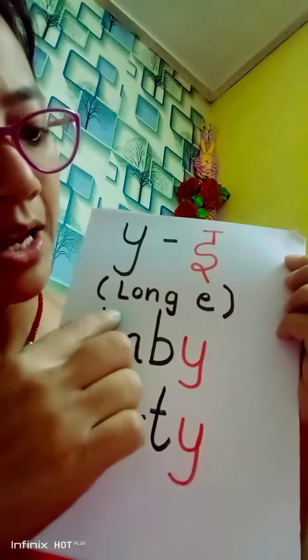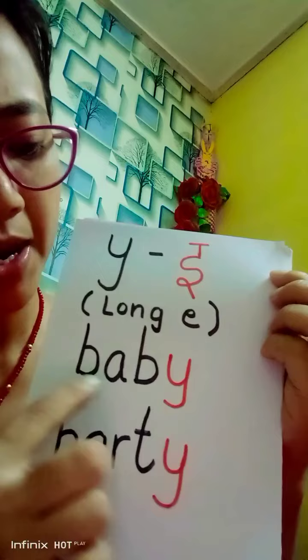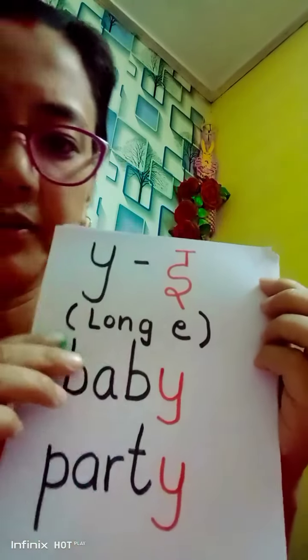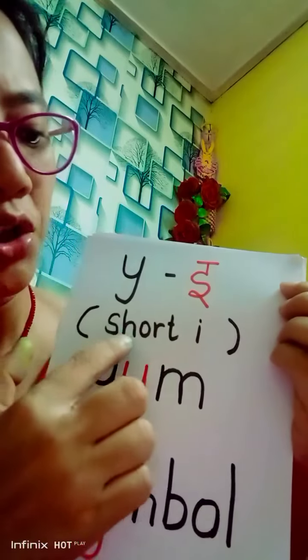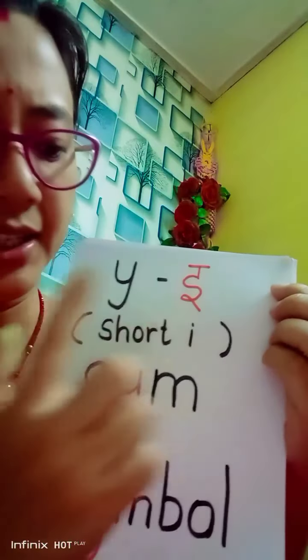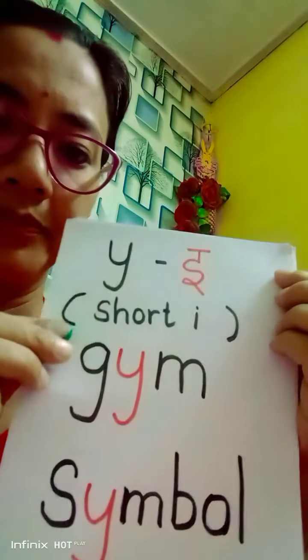Y as long E, it makes E sound. Baby, party. Y as short I, it makes I sound. Gym, symbol.